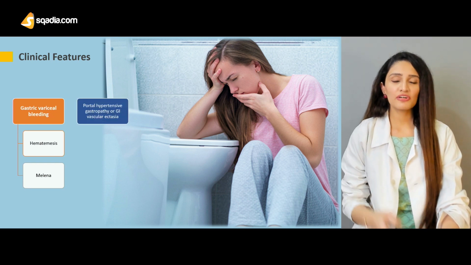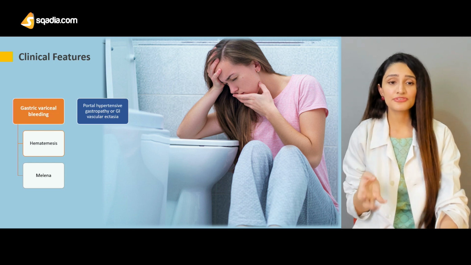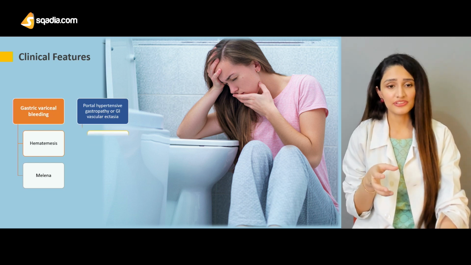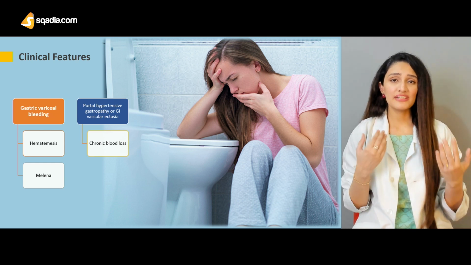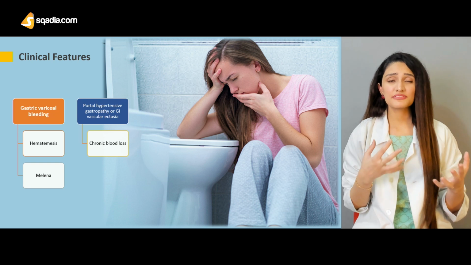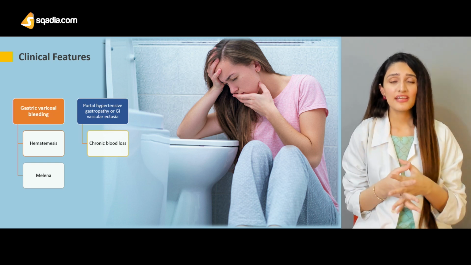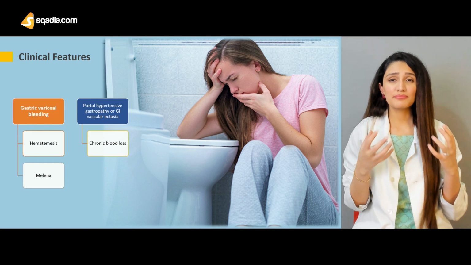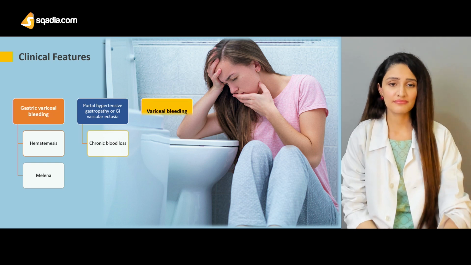And then, if we talk about portal hypertensive gastropathy or gastrointestinal vascular ectasia, it causes chronic blood loss. So there could be anemia, there could be different sorts of pictures such as pallor of the skin, and that's because of the blood loss that is occurring through the mouth and through the anus.